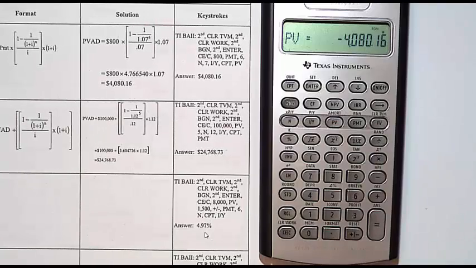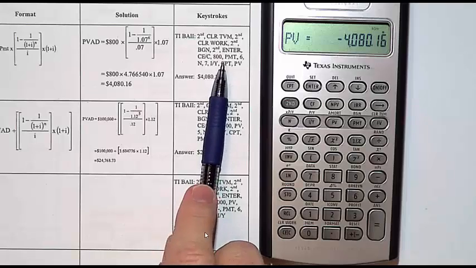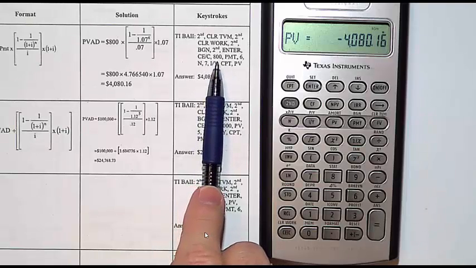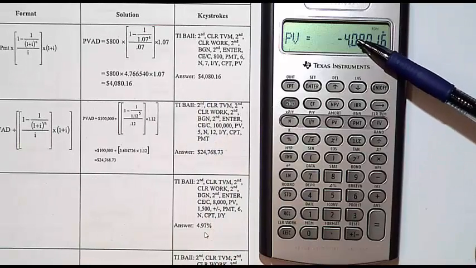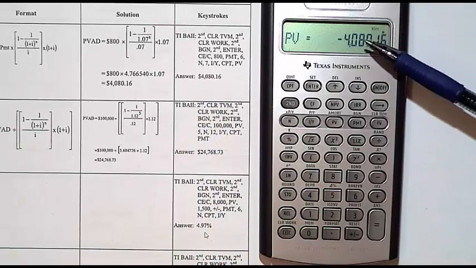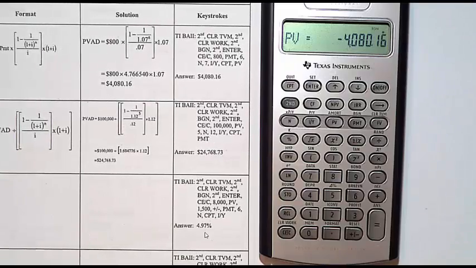4,080.16. Now, notice that this time I put $800 as a positive rather than as a negative, and I came up with a number that was listed as a negative. Obviously, I know that 4,000 is a positive number that's coming in to me.